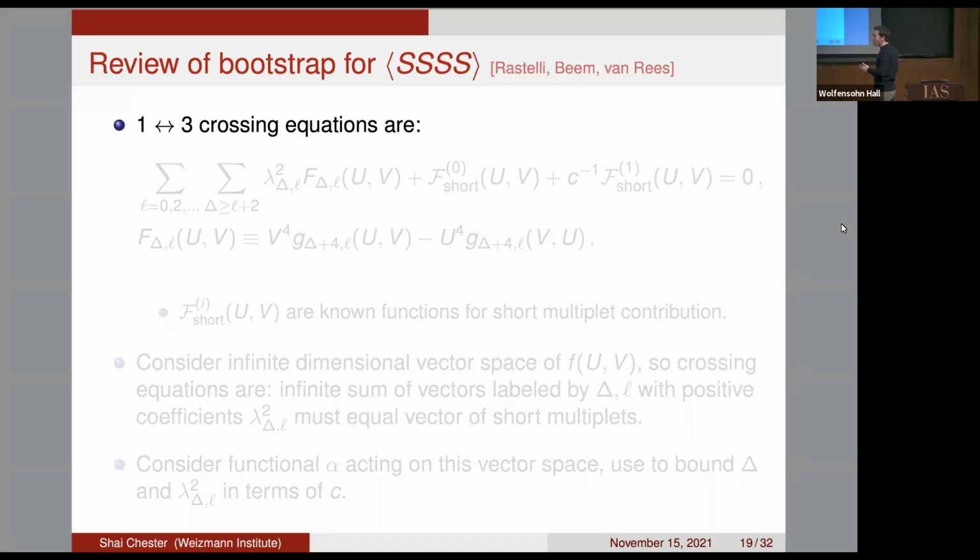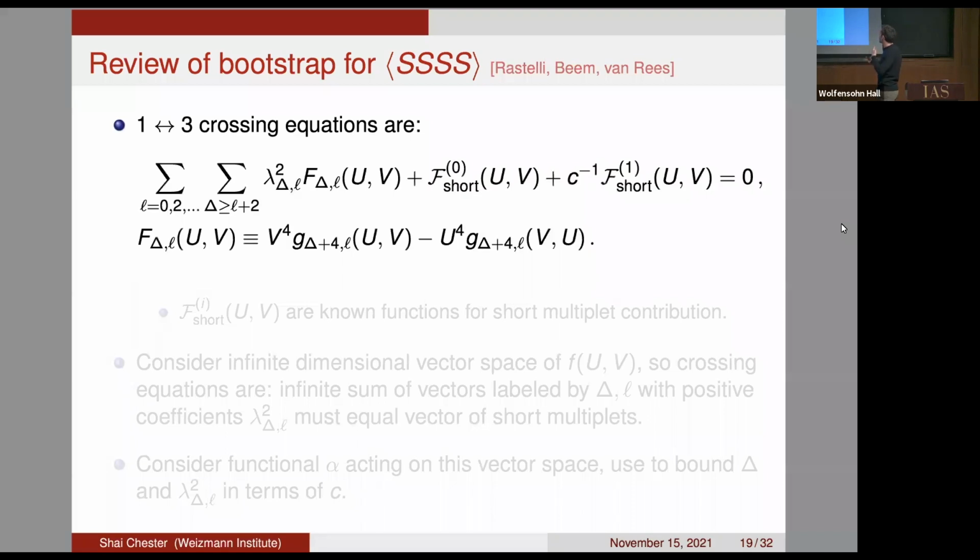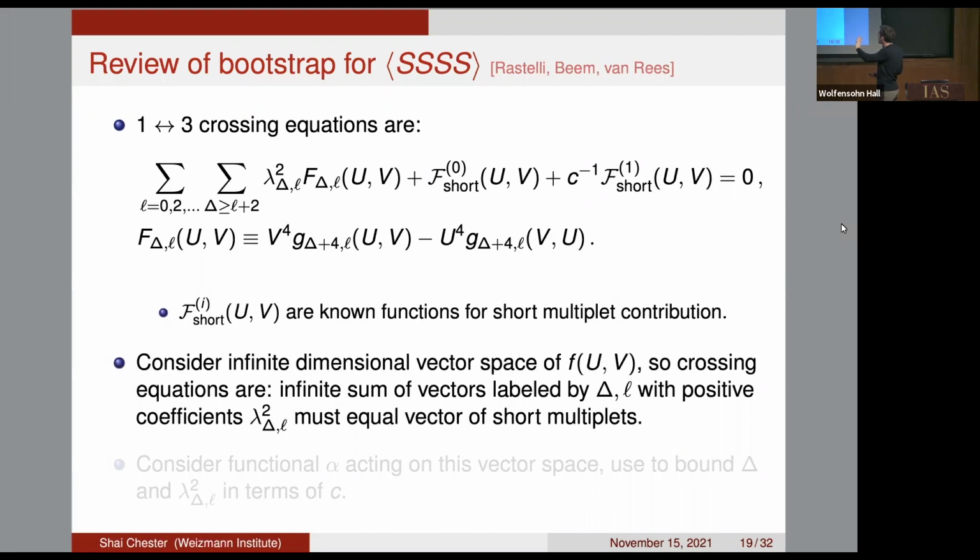Okay, so now let's review the bootstrap for the stress tensor 4-point function as originally described by Rastelli et al. As usual in the bootstrap, you apply crossing under the first and third operator to derive these crossing equations, which is an infinite set of crossing equations because you have one equation for each value of the conformal cross ratios, u and v. The crossing equations take the following form. You have the first term, which corresponds to the long multiplet blocks. And then you have these other two terms, which correspond to the short stuff, which recall doesn't depend on tau.